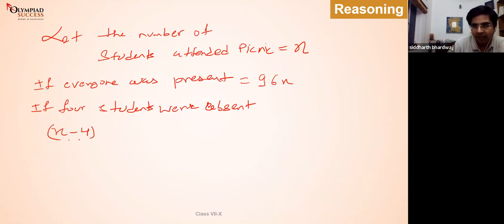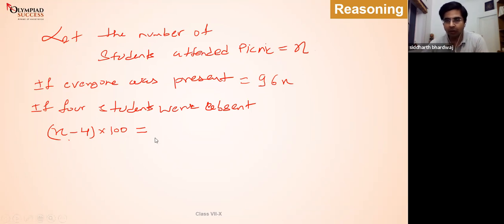Earlier it was X, but now it is X minus 4. If I multiply this by 100, this would be equal to which amount? This is the actual amount that was spent, because they have increased the amount since some people are absent. So this will be equal to which amount?